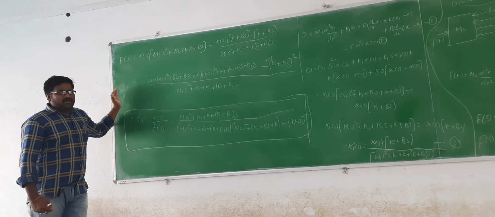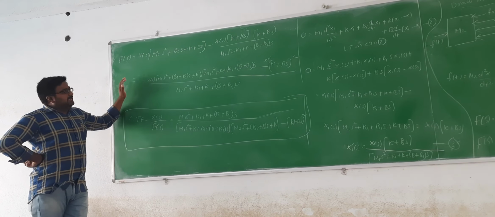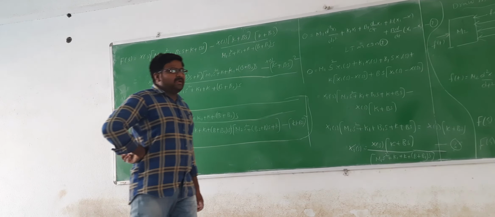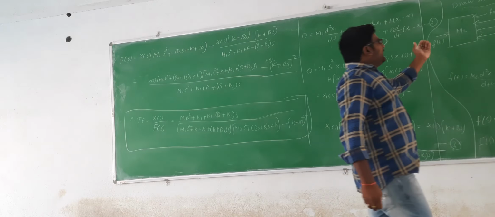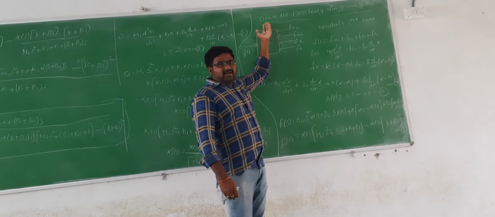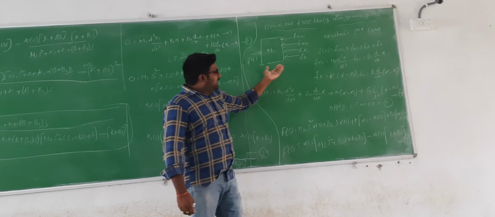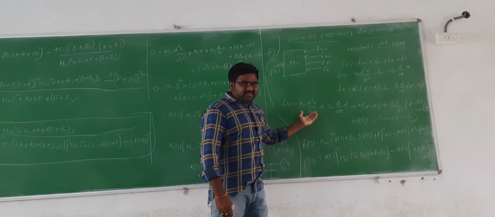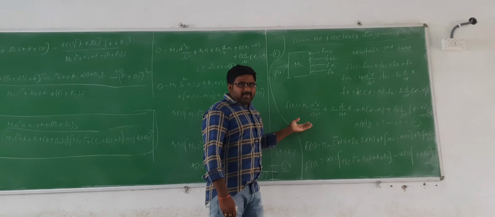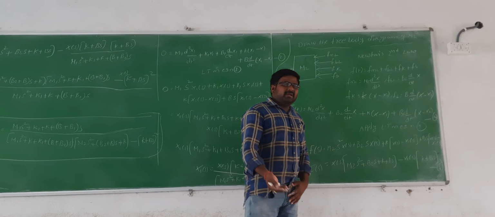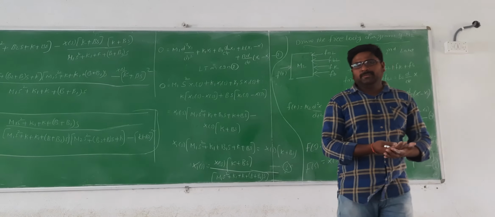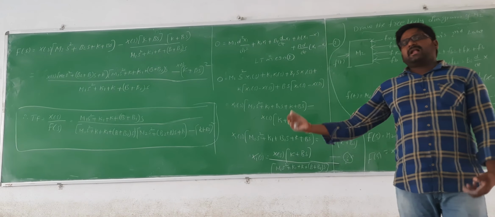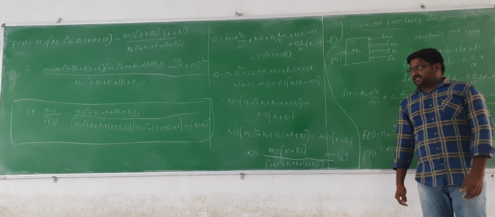So I repeat the procedure. For the given translational mechanical system, determine the transfer function. First draw the free body diagram of mass 1. After that apply Newton's second law, then the force balance equation, then apply the Laplace transform. Do the same for the free body diagram of mass 2, and after that determine the transfer function of the given translational mechanical system. Thank you.